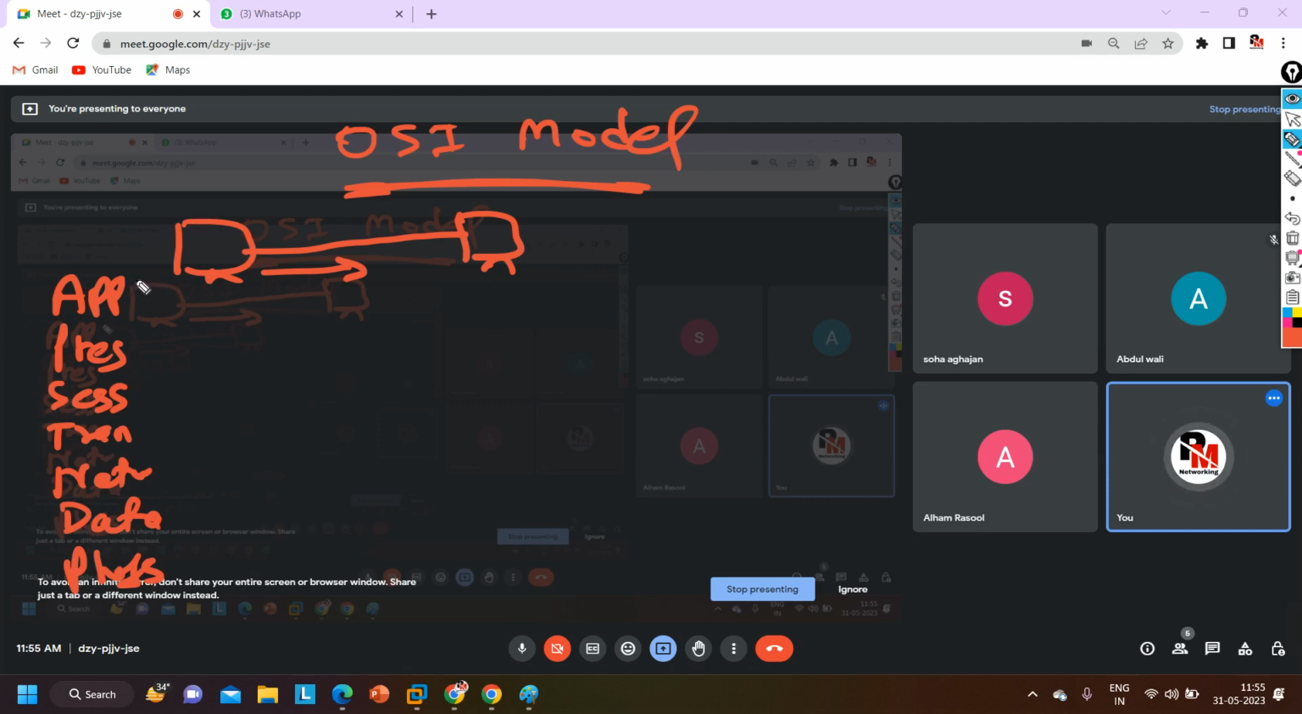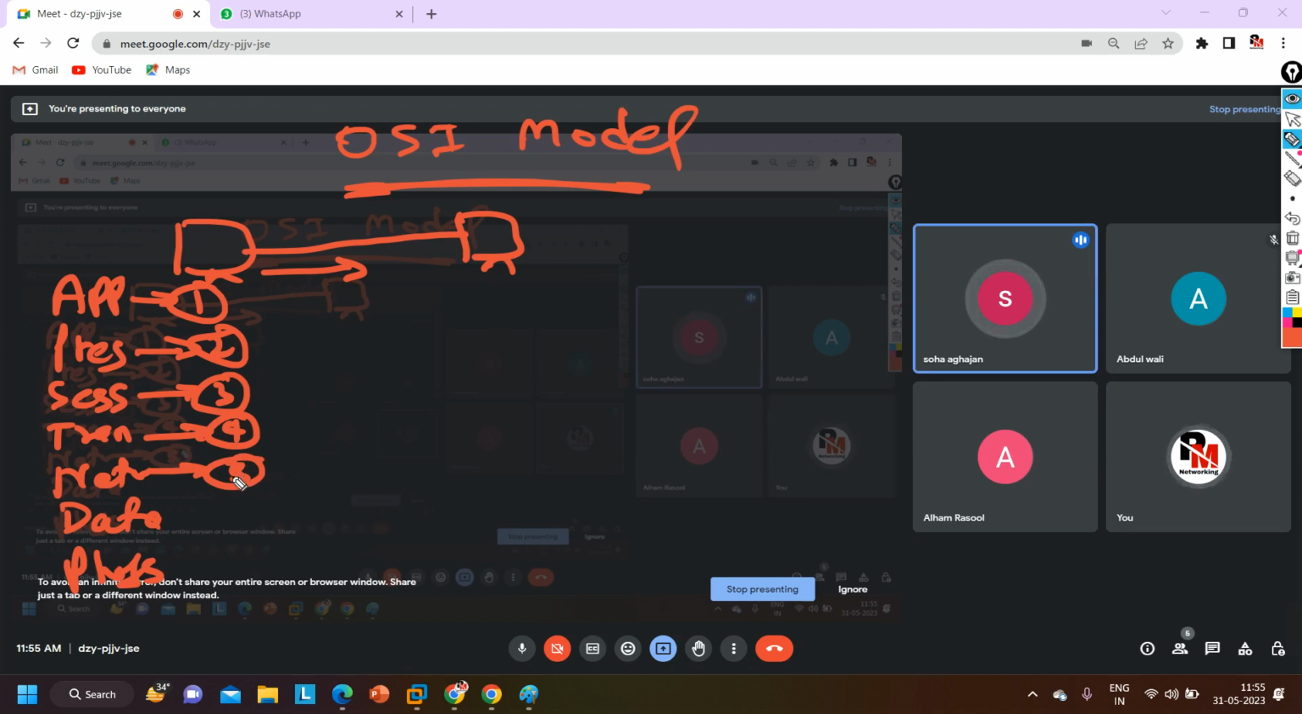For the machine that transmits the data, the application layer will be the first layer, presentation layer the second, session layer the third, transport layer the fourth, and network layer the fifth. Sorry, I thought it should be upside down. I thought you start from the physical layer, right?